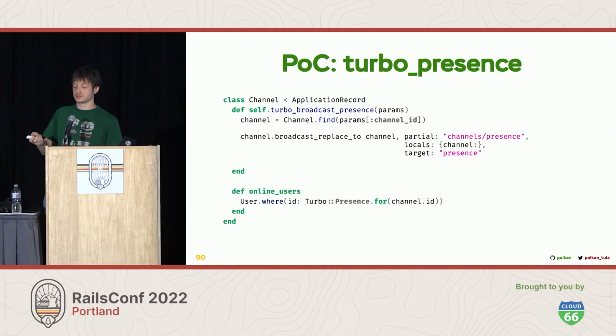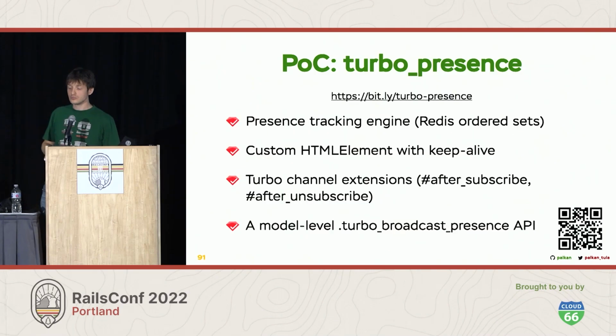But this turbo presence thing is responsible for tracking, for handling keep alives or whatever. Again, this requires custom HTML elements, so turbo stream, presence, source, whatever. And it comes with this gist. It's pretty stable. You can use it. There is a Redis ordered set implementation for tracking with expirations. But keep alives, and we need to add a custom HTML again.